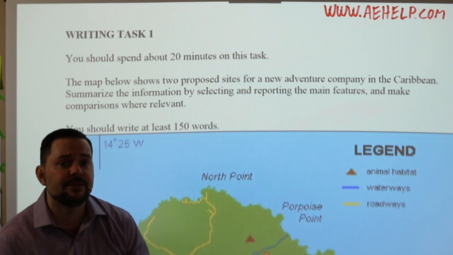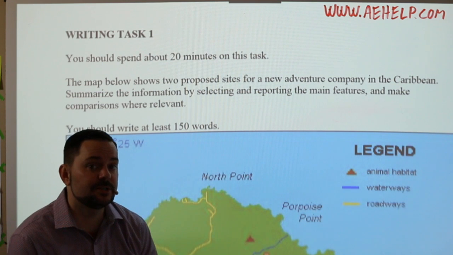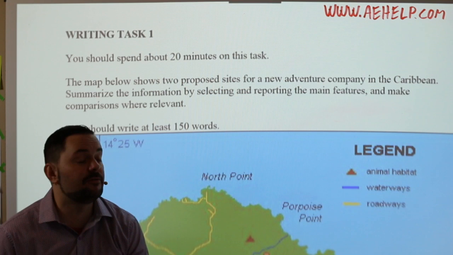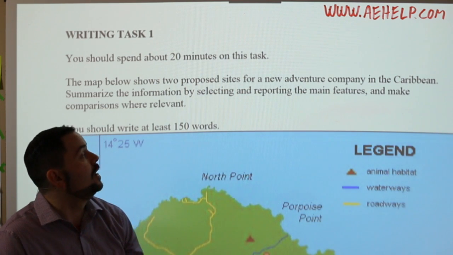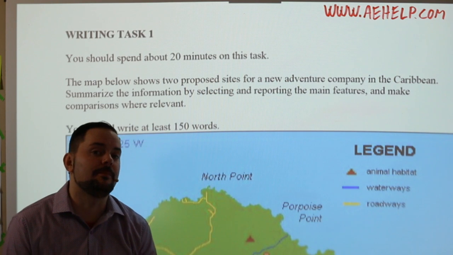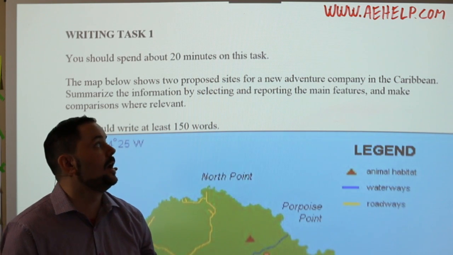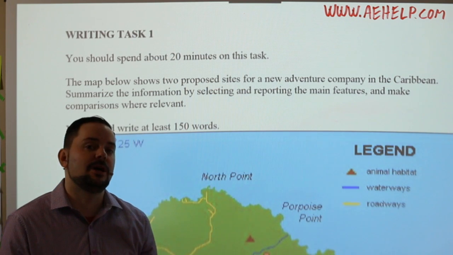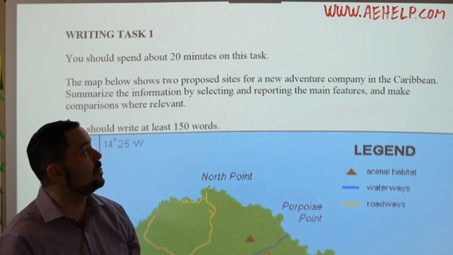Don't skip it. Write it first. Definitely recommend writing task 1 before task 2. It's a better strategy because it allows you to warm up your writing skills, and so you'll do better in writing task 2, which is worth about 65% of your mark.